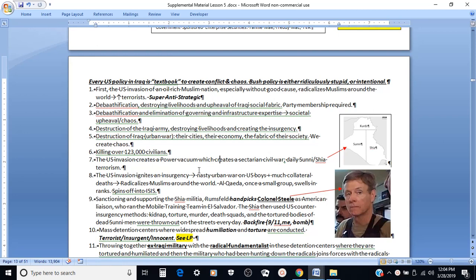The U.S. invasion ignites an insurgency. There's nasty urban warfare on U.S. boys, much collateral damage, right? A lot of deaths, radicalized Muslims around the world. Al Qaeda, which was a small group in Iraq, swells in its ranks. So they went from a tiny group of about 200 hiding out in northern Iraq to between 2,000 and 3,000. Right? Still not that big. The biggest factor of the insurgency was ex-Iraqi military.